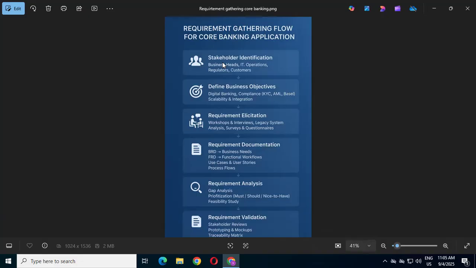Next, use cases we can write. So if you follow Agile and all, we can write user stories instead of BRD documents. This is all part of requirements documentation. When it comes to requirement analysis, we need to analyze the requirements between two things. One is the as-is system, the existing system that we have, versus the to-be system, nothing but the core banking application we are developing. That's where we call it gap analysis between as-is and to-be.